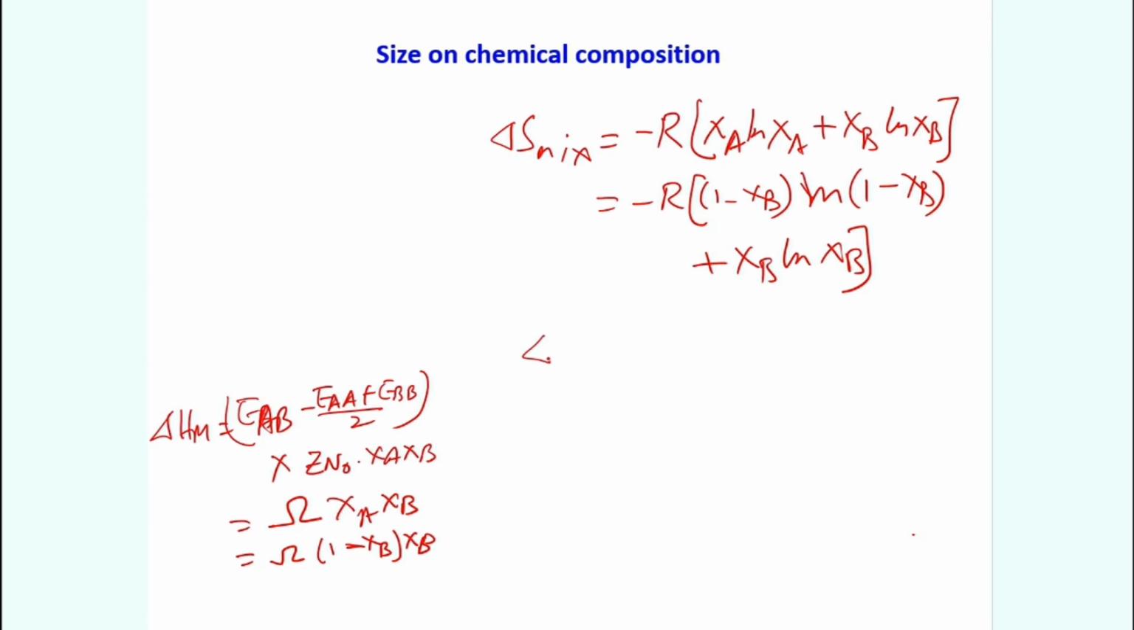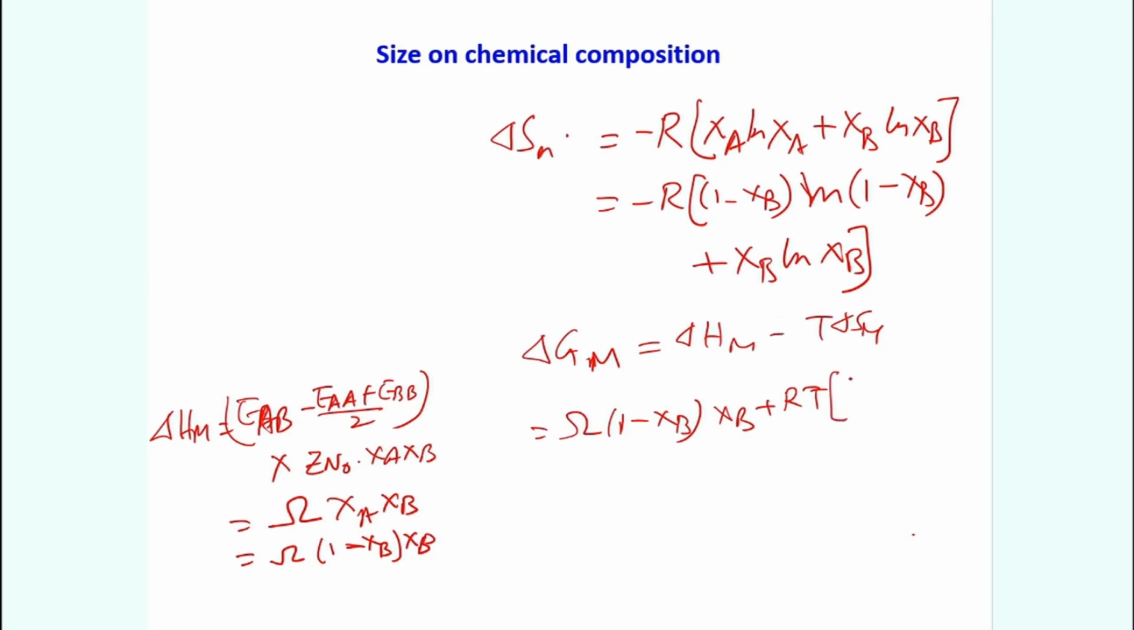So now you know the delta G mix. Okay, I should not use mix, I should use M only because we have been using M. So delta G mix is what? Delta HM minus T delta SM. So that becomes sigma 1 minus XB into XB plus R into T. This minus and minus sign will become plus, 1 minus XA XB log of 1 minus XB plus XB ln XB. That is my delta G M, and this is quasi-chemical theory.